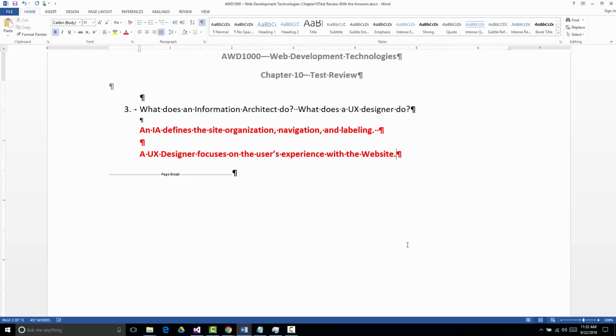Right, but know what an information architect is. I just put the IA there because I was too lazy to type it out. So that's site organization, navigation, and labeling. Know what a UX designer does. That's two different questions. All right. Questions on anything, numbers 1, 2, or 3? Everybody's got that?